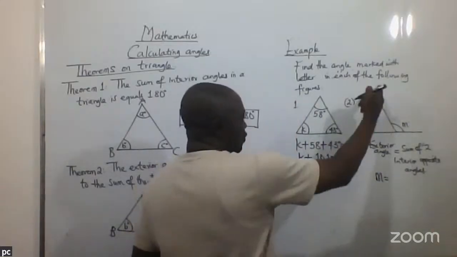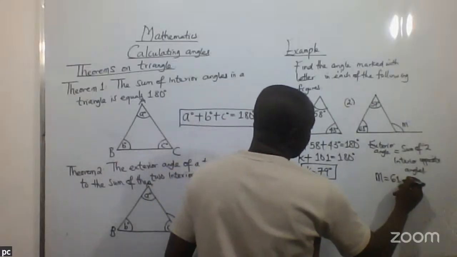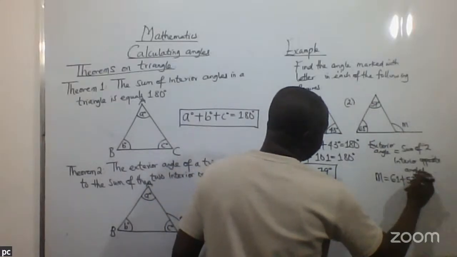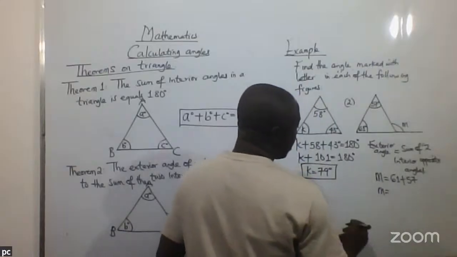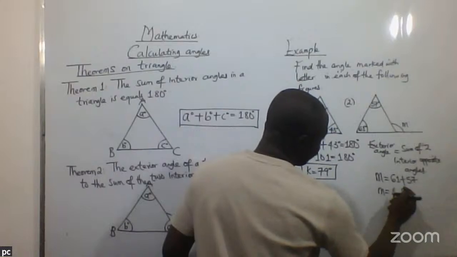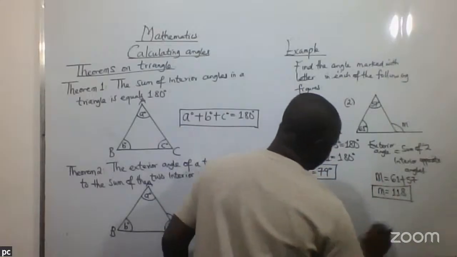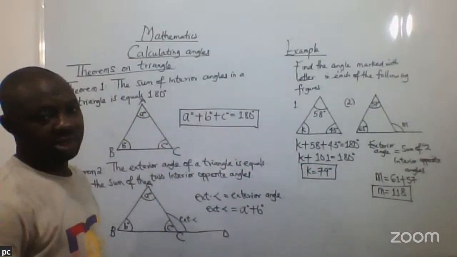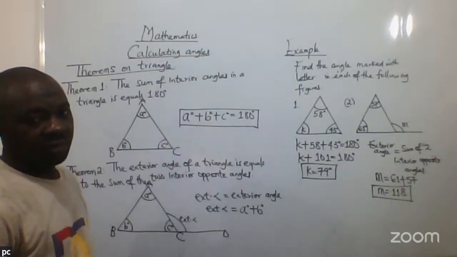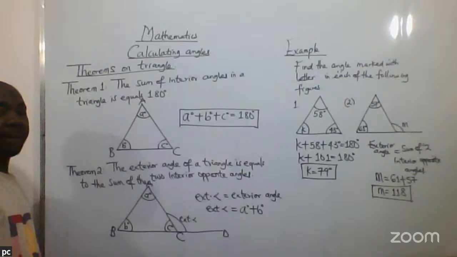Then the sum of the two interior opposite angles will be 61 plus 57. 1 plus 7 is 8. Then 6 plus 5 is 11. So the value of n is what? It is 118. The value of n is 118. Any question?